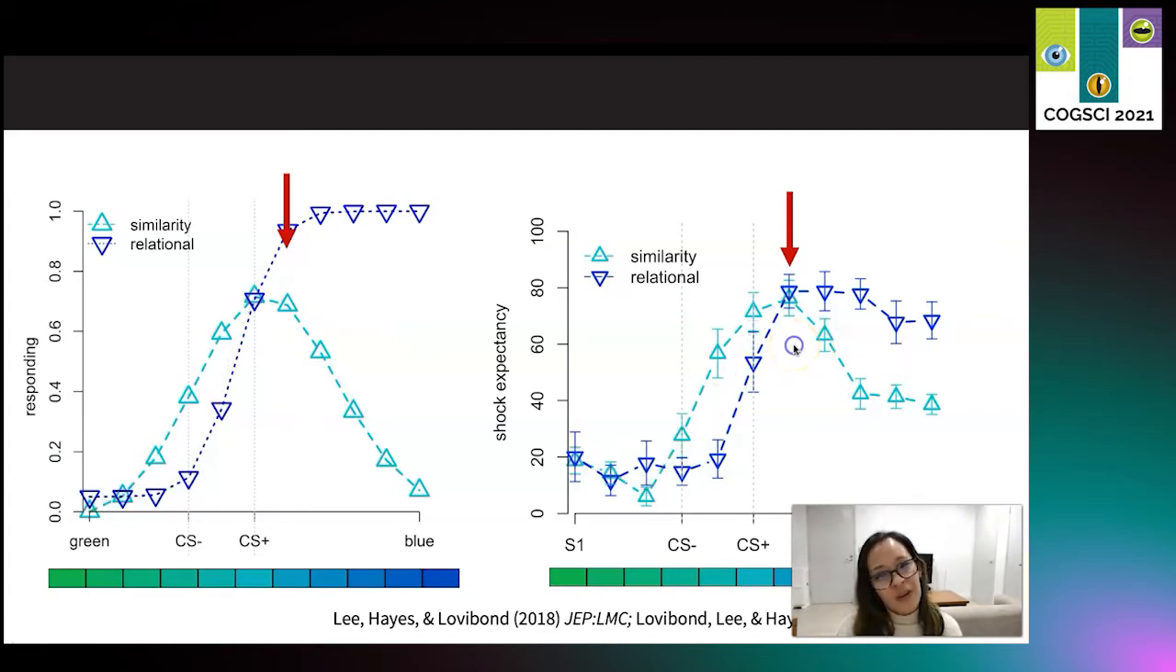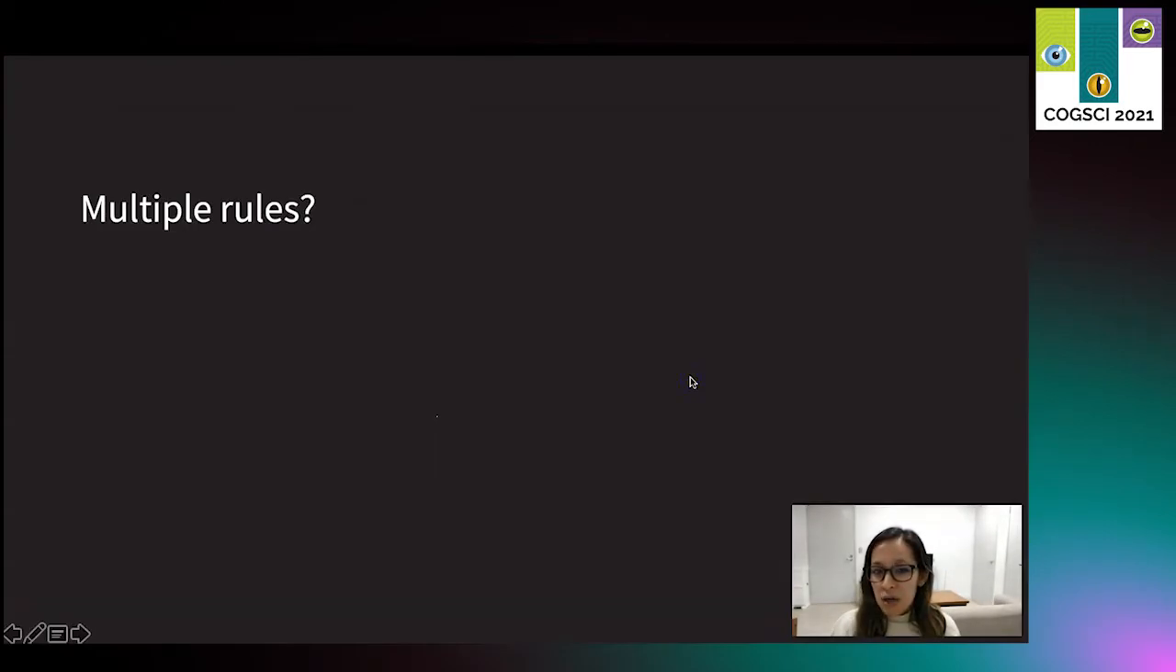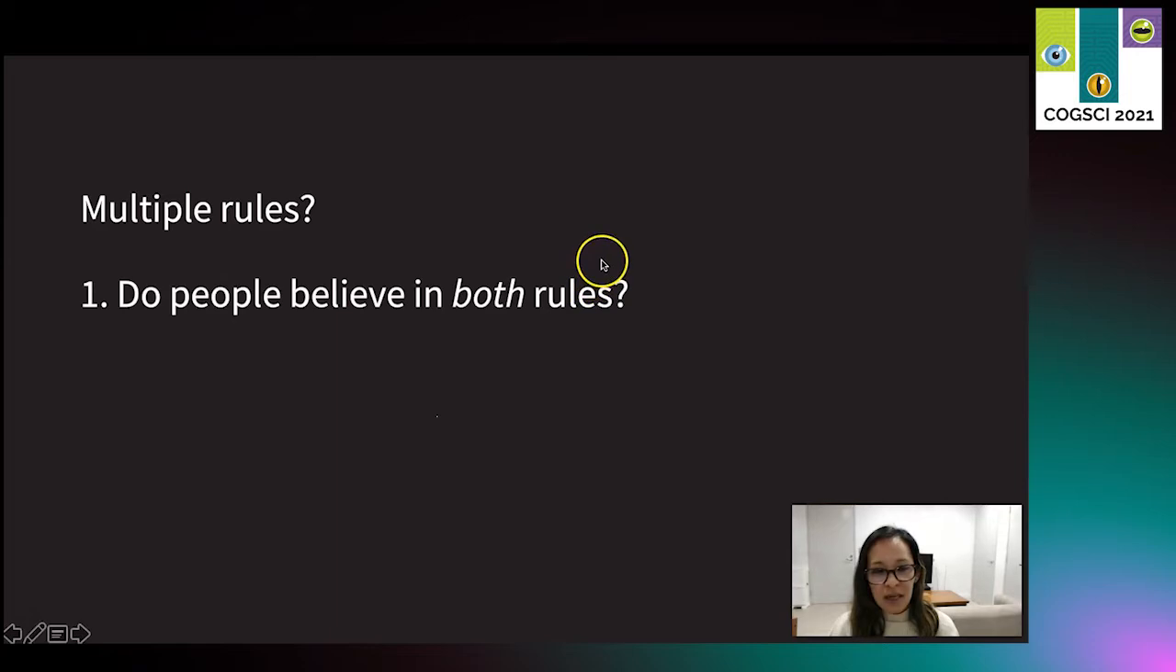Okay, however, if you have a keen eye, you might have noticed that the gradients that we observed in our rule subgroups weren't as clearly differentiated as what we might expect if participants were deriving and using only a single rule. So this led us to think, well, okay, what if people are actually using multiple rules when they generalize? So to explore this question, we ran an experiment just to see whether participants actually report believing in both rules after differential training.